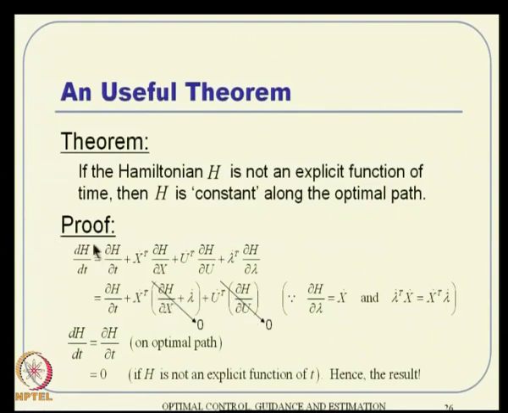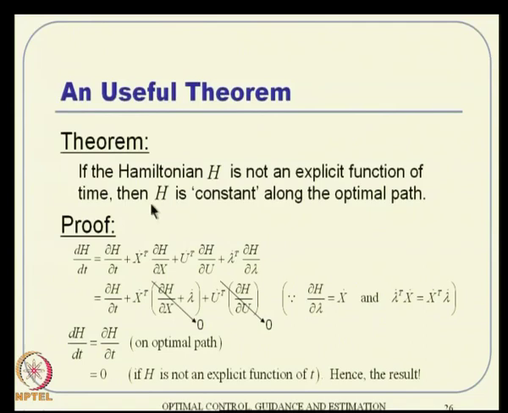Once it is satisfied, then dH/dt is nothing but del H by del t. And that is equal to 0 because by definition H is not an explicit function of time. So, any partial derivative of H with respect to t is 0, that means dH/dt happens to be 0. That means what does it tell you? It tells us that if H is not an explicit function of time, then H has to remain constant along the optimal path. And typically for a regulator problem we will see that H is not only constant, but that constant happens to be 0 also, because H will become 0 at t equal to infinity, but H is a constant anyway. So, if it is 0 at one point of time, then it has to be 0 everywhere.